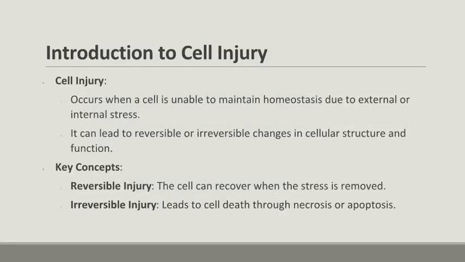Cell injury. The first concept we'll explore is cell injury. This occurs when a cell can no longer maintain homeostasis due to either external or internal stress, leading to damage. Reversible versus irreversible injury. Reversible injury happens when the cell can recover if the stress is removed in time. Irreversible injury is more severe and leads to cell death, which occurs through necrosis or apoptosis. This is a key distinction we will explore later.